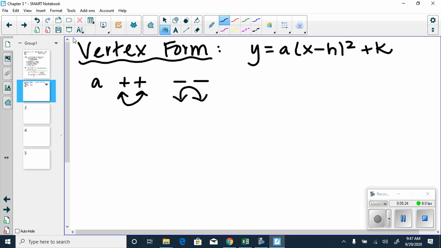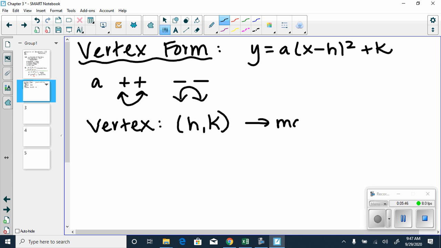Now, the beauty of this form is the h and the k. The h and the k is literally the vertex. There is no math to perform here. The h number becomes the x value, and the k number becomes the y value. So that is just your vertex. That should also match your phase shift that we saw last class.